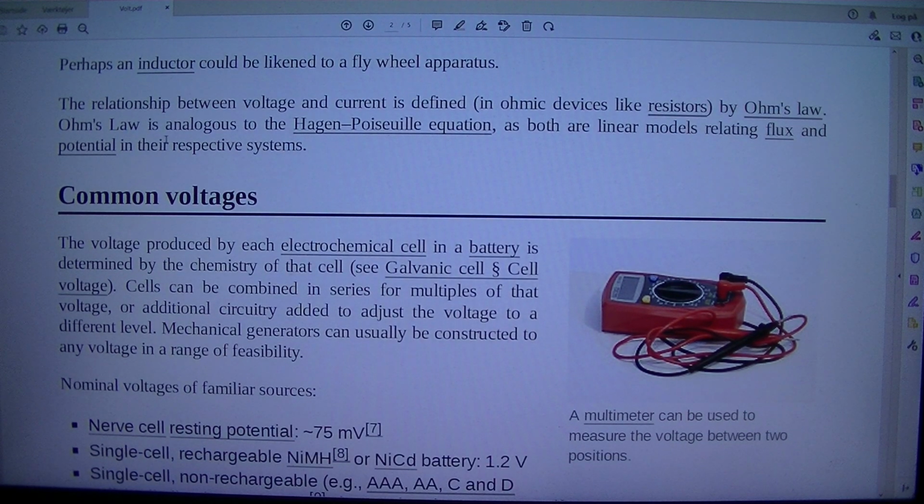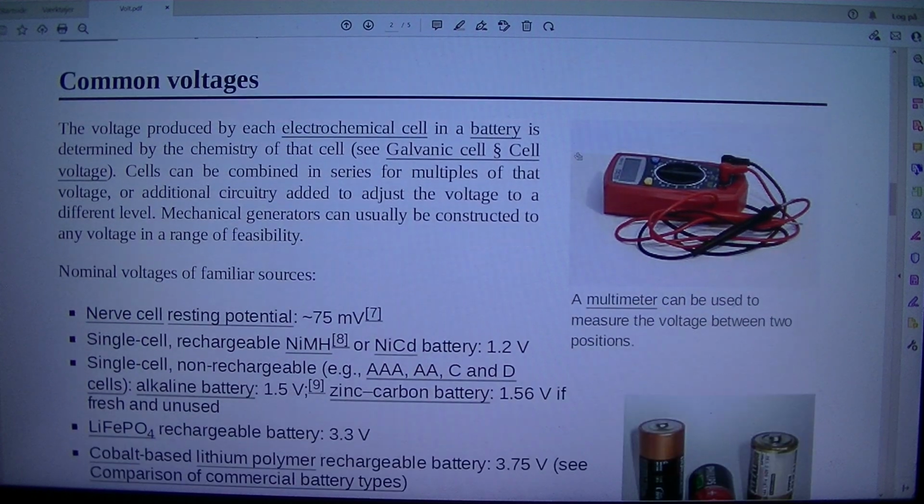The relationship between voltage and current is defined in ohmic devices like resistors by Ohm's law. Ohm's law is analogous to the Hagen-Poiseuille equation, as both are linear models relating flux and potential in their respective systems. Common voltages.